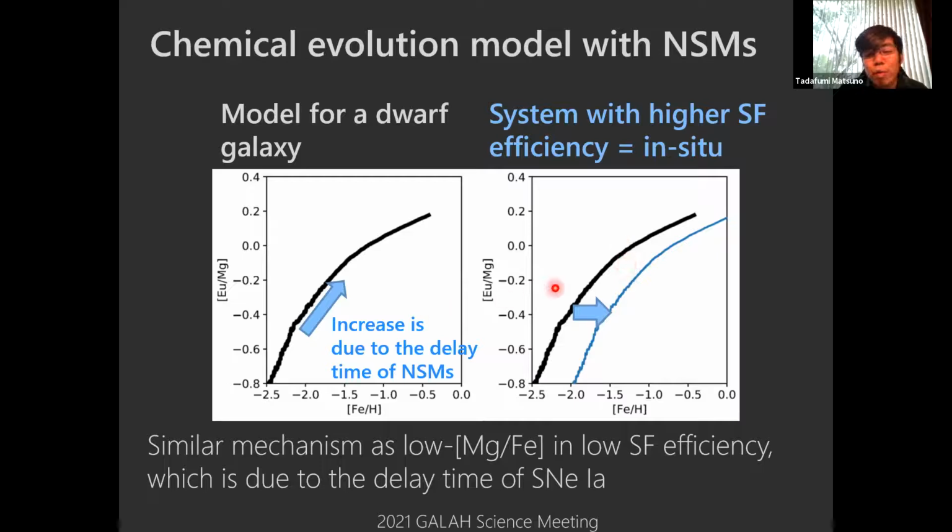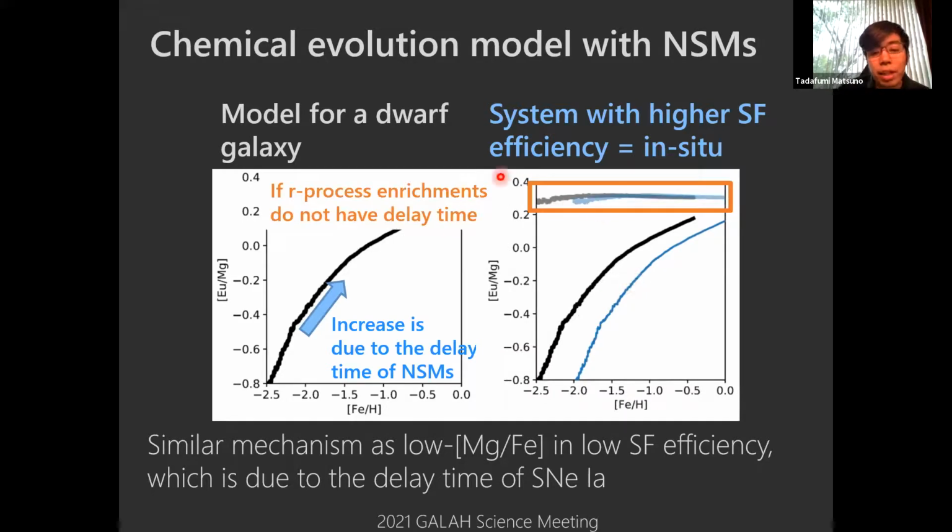So if we compare the europium over magnesium abundance ratio of these two systems, the system with lower star formation efficiency would have higher europium over magnesium at a fixed metallicity. And actually, there's nothing special about this explanation. A similar mechanism has been suggested to explain stars with low magnesium over iron abundances, by assuming low star formation efficiency and the delay time of type Ia supernovae. And if you don't have a delay time in r-process enrichment, the evolution would look like this, so the abundances would not depend on the star formation efficiency.